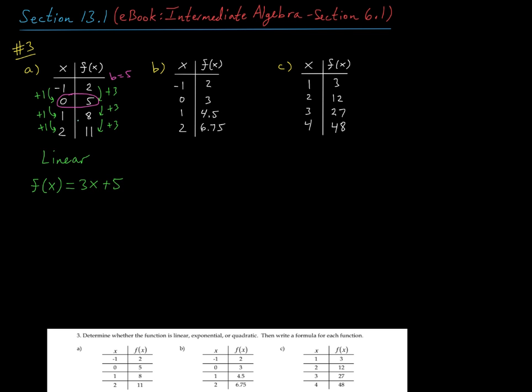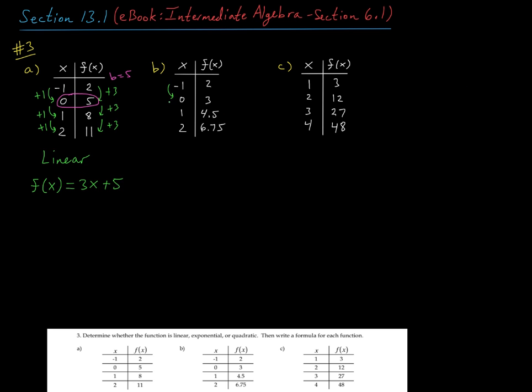And you can easily check by just plugging in values of x. So if I plug in -1 for x, I'll get -3 plus 5, that's 2, that's good. If I plug in 0, I get 5. If I plug in 1, I'll get 3 and 5, that's 8. Plugging in 2, you'll get 6 and 5 is 11, so it's working. All right, cool. So how about for part B?